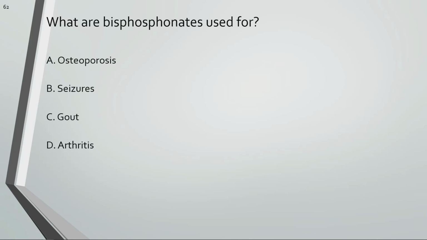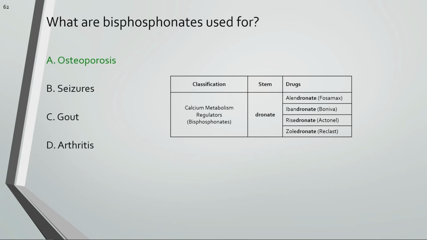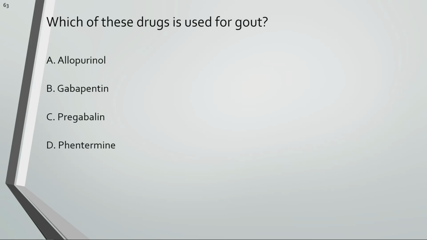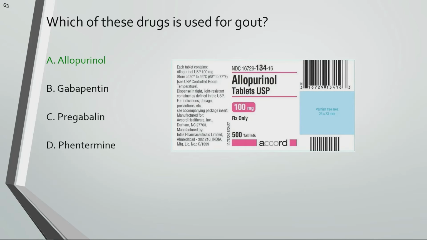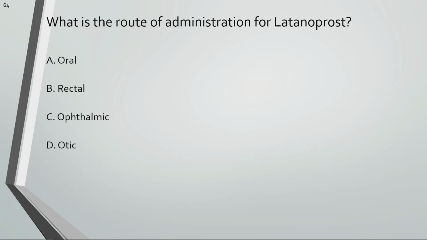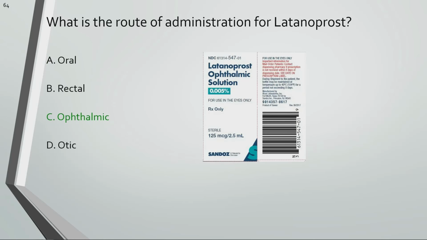What are bisphosphonates used for? Bisphosphonates are used for osteoporosis and can be recognized by the dronate stem. Which of these drugs is used for gout? Allopurinol is used for gout, gabapentin and pregabalin are used for seizures and nerve pain, and phentermine is used for weight loss. What is the route of administration for latanoprost? Latanoprost are ophthalmic drops used for the reduction of elevated intraocular pressure in patients with glaucoma or ocular hypertension.